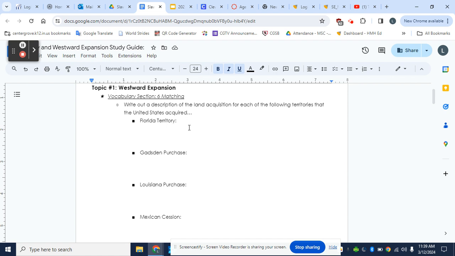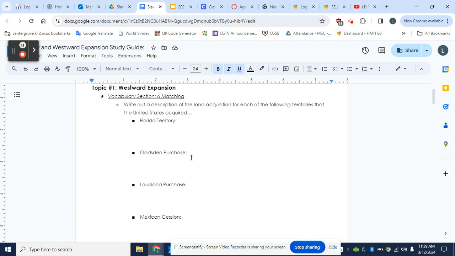So for the Florida Territory, this land was given to the United States through the Adams-Onis Treaty after Andrew Jackson invaded the area without permission. So instead of going to war, the United States and Spain simply sat down and decided that Spain would give the United States Florida. And in return, we would give Spain, I believe, $5 million. And we would also give up some land claims that we had in the area of Texas.